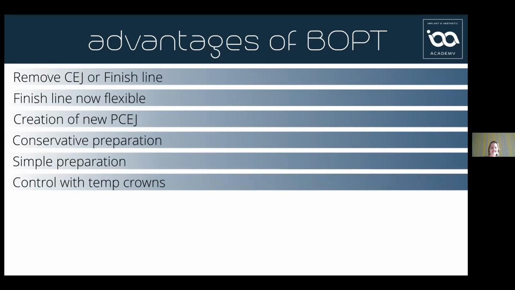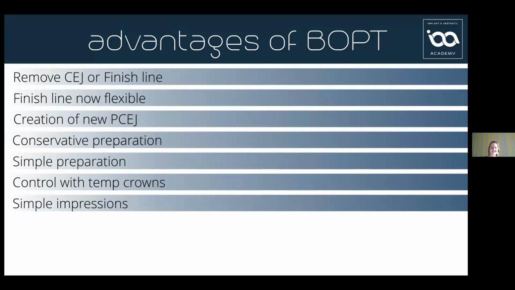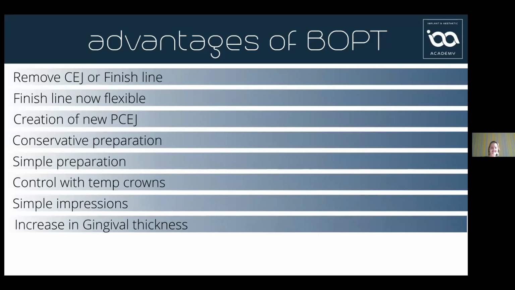We now have control with temporary crowns. In other words, if we did temporary crowns and the soft tissue changed with the horizontal margin, we would have to re-prep that tooth depending on where the soft tissue ended up. With no margins, we have the ability to change the finish line on our temporary crowns without re-prepping the tooth, and this is a huge advantage. Then simple impressions: because we don't have these horizontal preparations, recording the impression is a lot easier. Those first ones were preparation and maybe lab-based advantages.